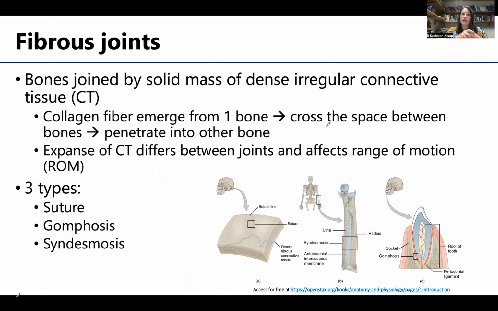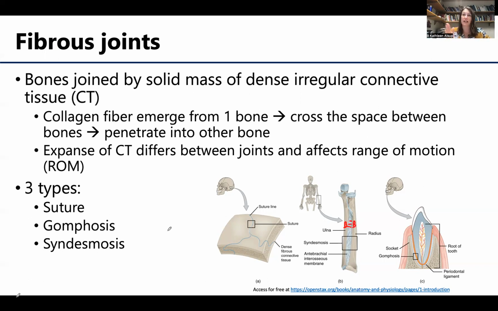Okay, so a fibrous joint. This type of joint is going to be, the bones are going to be joined by a solid mass of typically dense, irregular connective tissue. So remember, this is where you're going to have collagen fibers extending from one bone, going the entire length over to the other bone. So there's no real space between the bones like we have in a synovial joint.